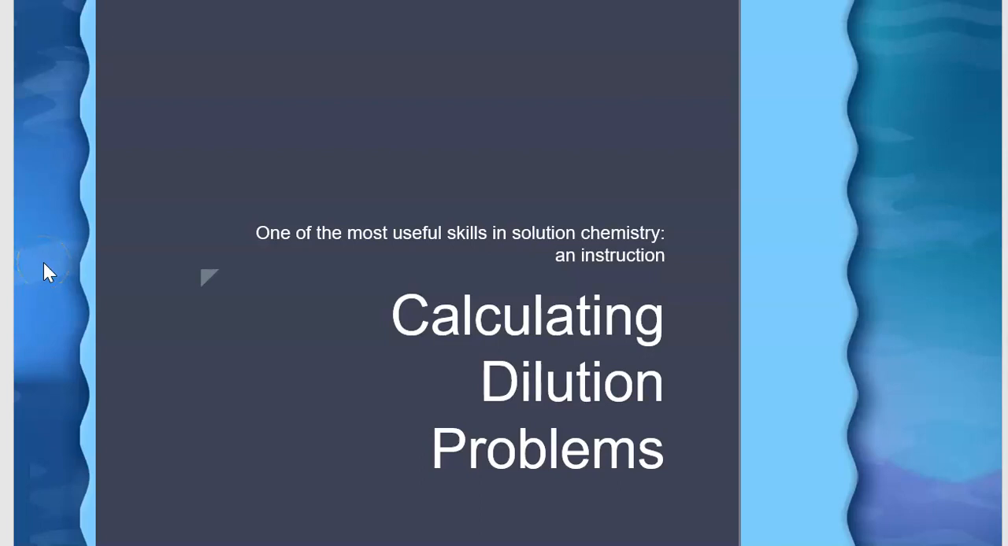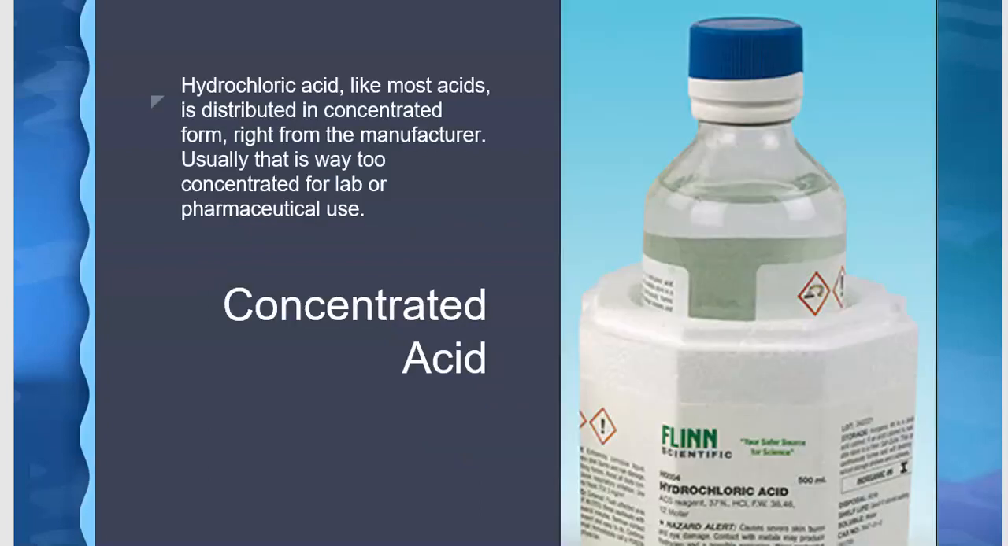So along with being able to use molarity and volume to get into moles so that you can do stoichiometry, another very useful skill in the solution chemistry unit is working on dilutions and how to calculate dilutions. So we talked about there being a difference between a concentrated and a dilute solution.